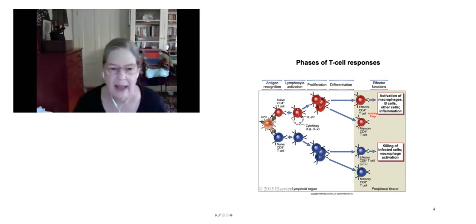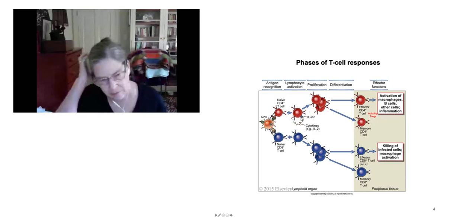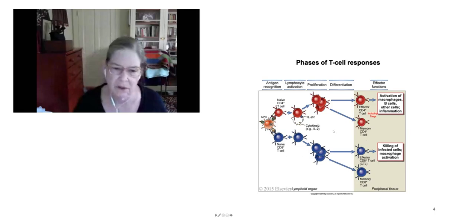And so then they will upregulate the interleukin-2 receptor, which is for a growth hormone that they will also secrete. And that will make them get activated further and proliferate. IL-2 is like a growth factor for T cells.